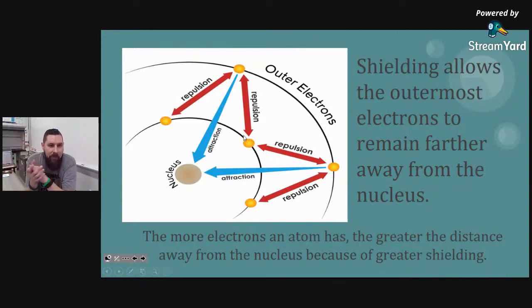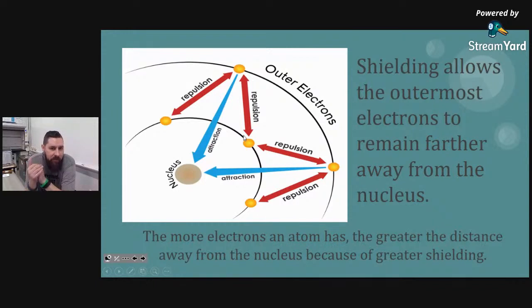So the way I describe this is, you finally make your way across that dance floor and you're ready to ask that individual to dance, but then their group of friends surrounds them. You got to go through them. And that's what's happening in this atom. Those inner electrons are blocking the nucleus from being able to attract those outer electrons more strongly. So in essence, they reduce the effective nuclear charge.